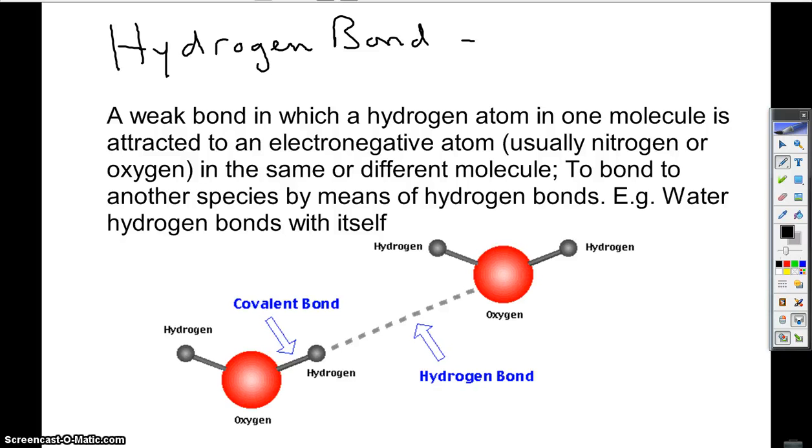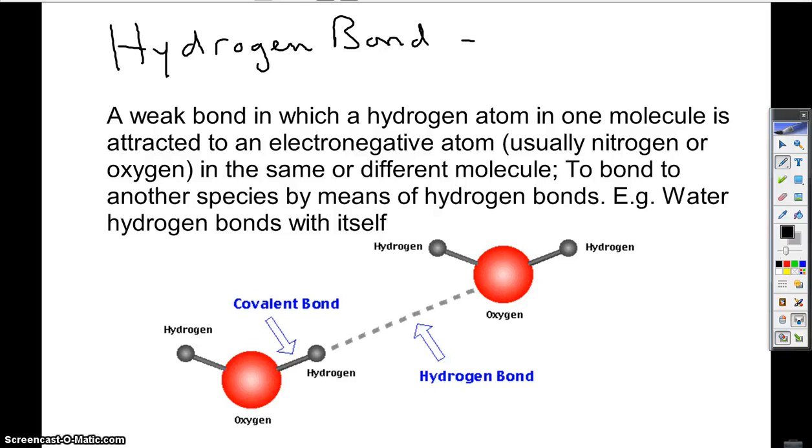The last thing that I'll touch on briefly is a hydrogen bond. We'll spend a lot of time with this when we do our water unit. But a hydrogen bond is a weak bond in which a hydrogen atom in one molecule is attracted to an electronegative atom, usually nitrogen or oxygen, as we said before, in the same or different molecule, to bond to another species by means of hydrogen bonds. For example, water hydrogen bonds with itself.